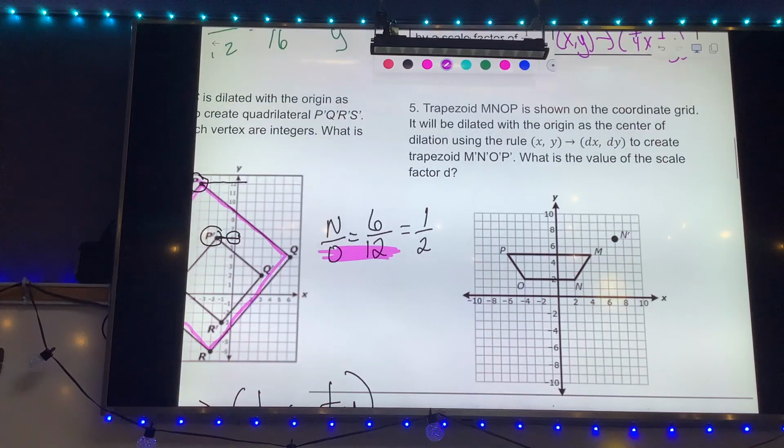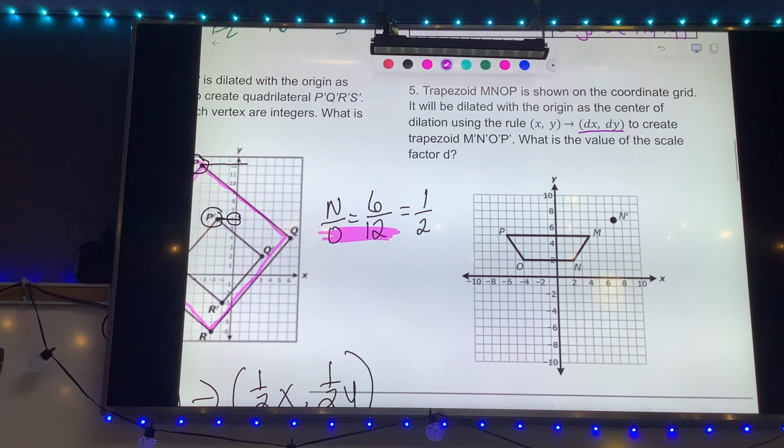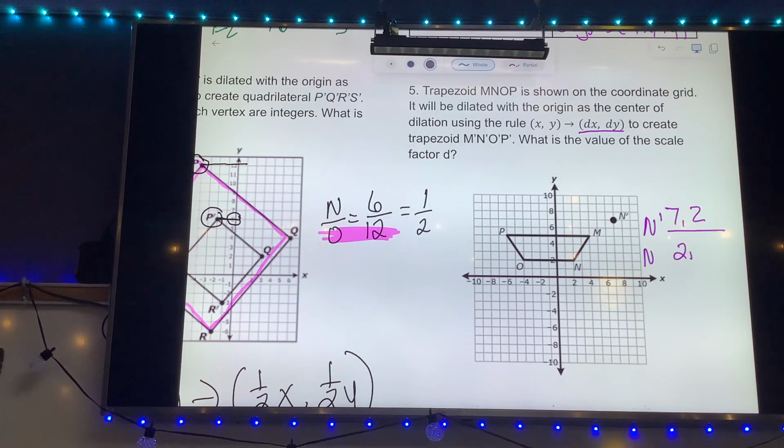Number 5. As we see right here, we have dx, dy. So I know d is my scale factor. So let's figure out what d stands for. I see my new N is at 7, 7. I see my original N is at 2, 2.